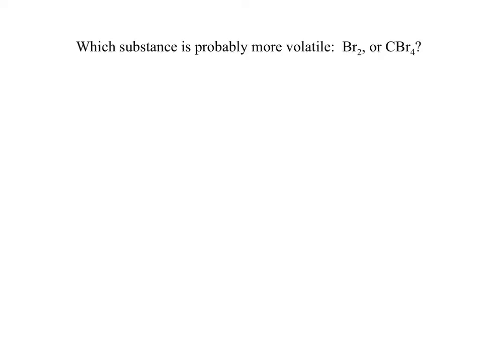Alright, here's another one of these summary problems where we're trying to find out which thing is more volatile. We'll talk about that in a minute, but first we're just going to start by drawing the Lewis structure as before. So Br2, we're going to find the budget. Br normally has 7 valence electrons, so Br2 would have 14. CBr4, C would have 4, and then 4 bromines times 7 would be 28 for a total of 32. So we have a budget of 32 for CBr4 and 14 for Br2.